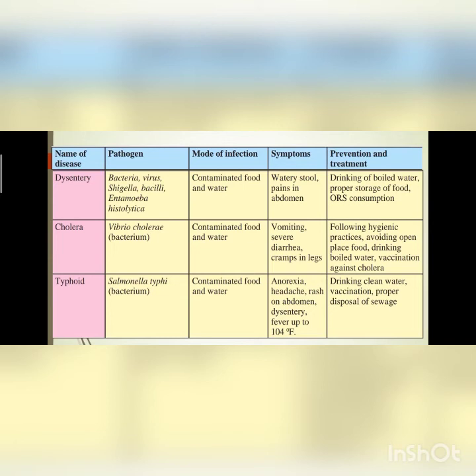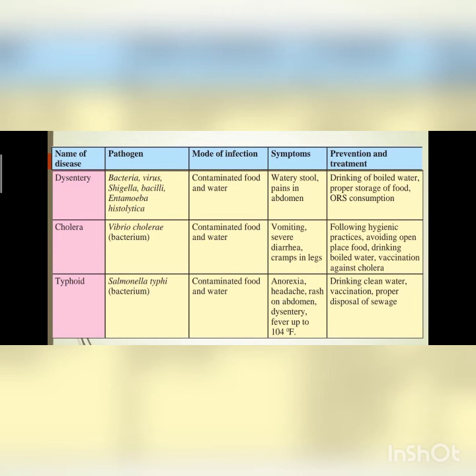Cholera. Vibrio cholerae is the pathogen. Mode of infection, contaminated food and water. Symptoms, vomiting, severe diarrhea, cramps in legs. Following hygienic practices, avoiding open place food, drinking boiled water, vaccination against cholera. These are the prevention and treatment of cholera.